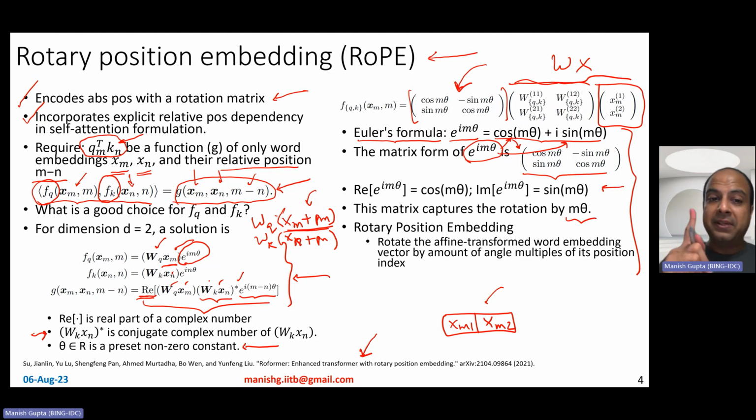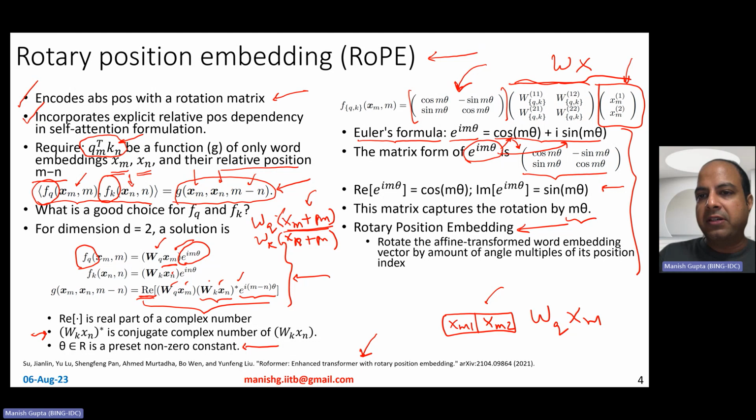Now what is m? Remember, m is the position number for your query. That is why this is called rotary position embedding. Why is it called that? Because you take the embedding xm for the mth position and multiply it with WQ or WK, whatever you want to take. For the mth position it's WQ, and for the nth position it's WK.